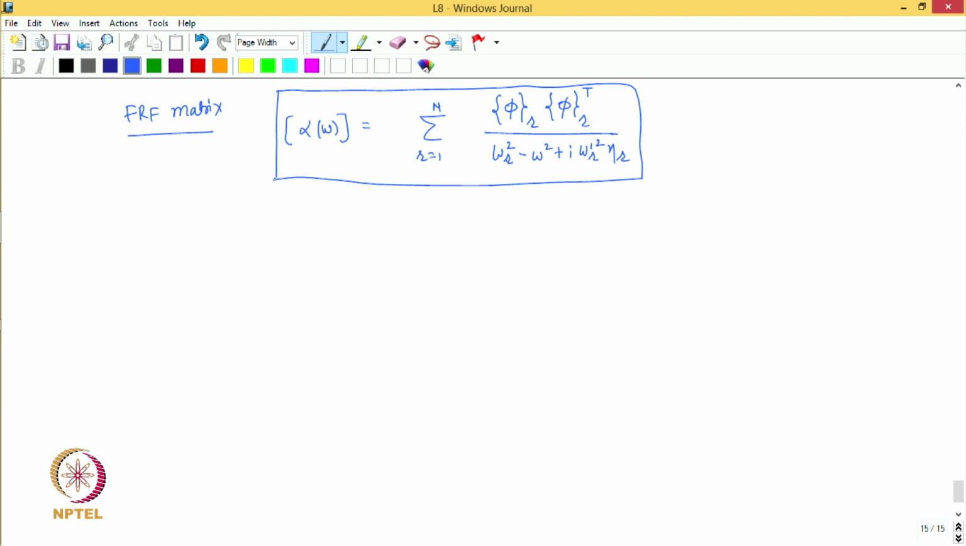You can see that on the right hand side, in the numerator, the vector phi r is being multiplied by phi r transpose. Phi r has the dimension n by 1, while phi r transpose has the dimension 1 by n, and that is how the product of the two results in an n by n matrix. That is what we are supposed to have, because on the left hand side we have the FRF matrix, which is also of order n by n.